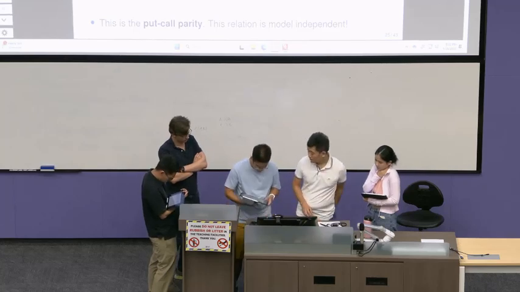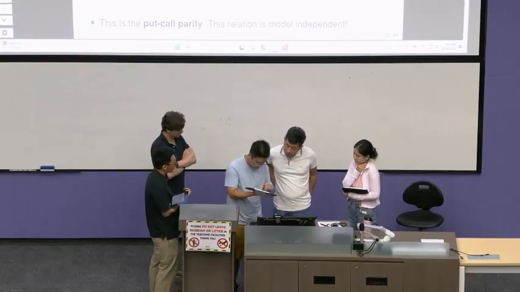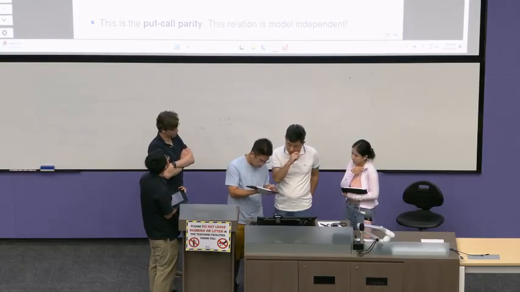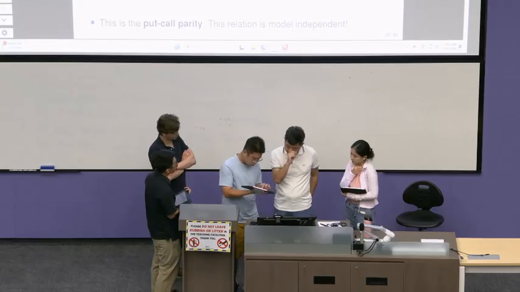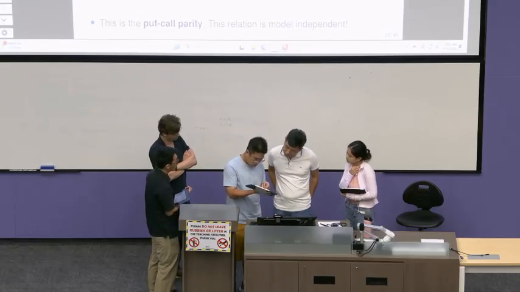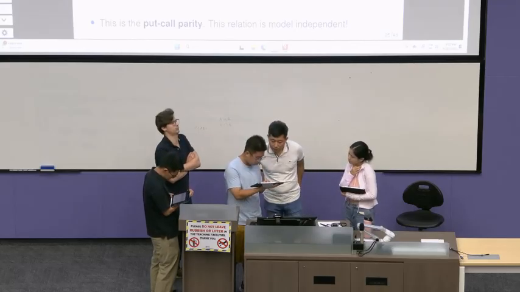Is this Q the same thing as Q before? That Q is unique. The Q under the binomial model is unique. So what is this? Is it a probability? Yeah, it's a probability.